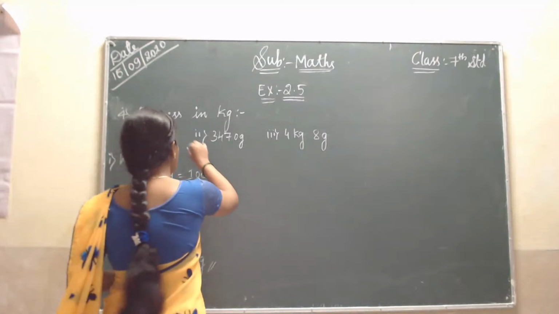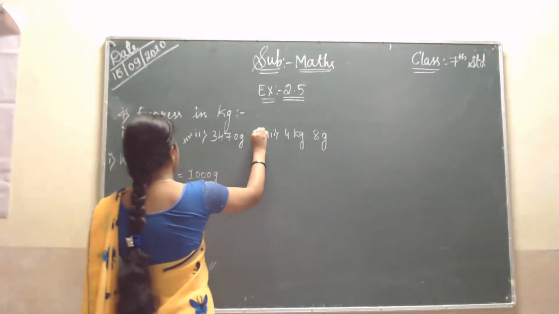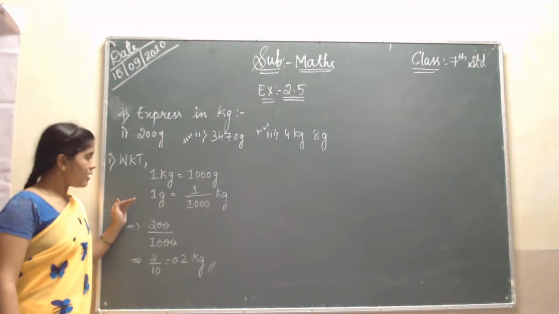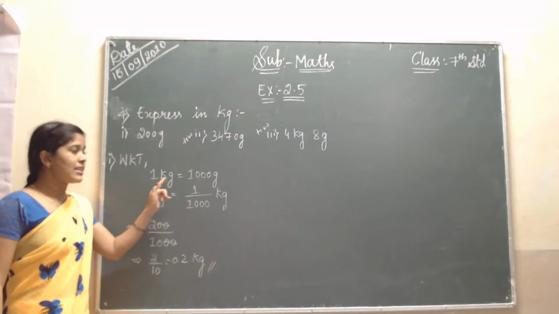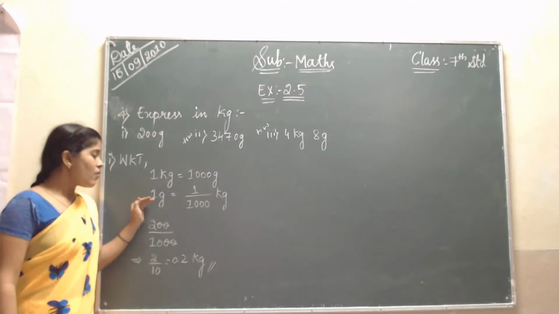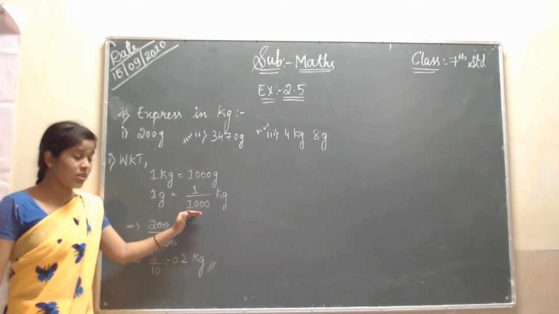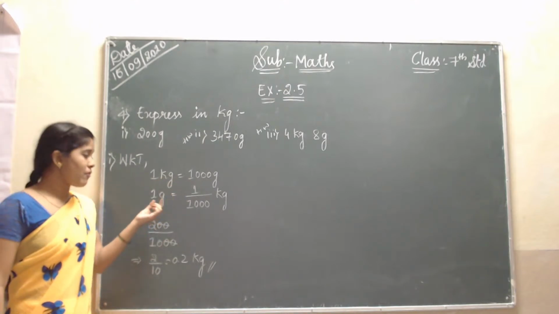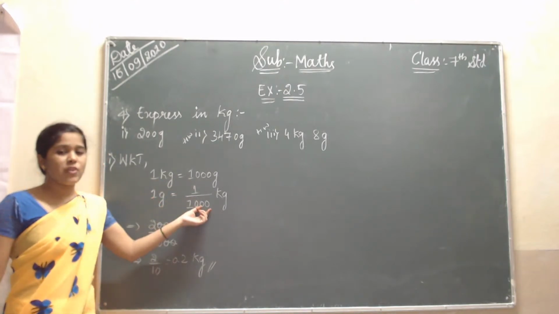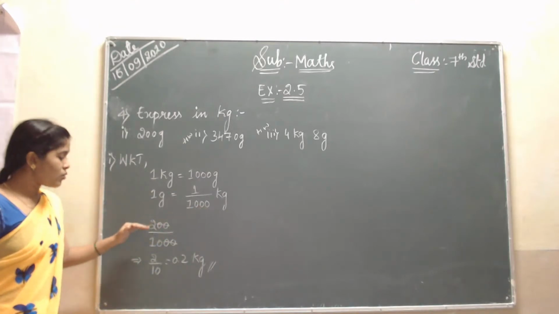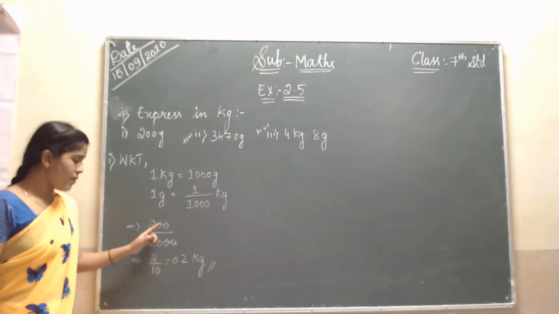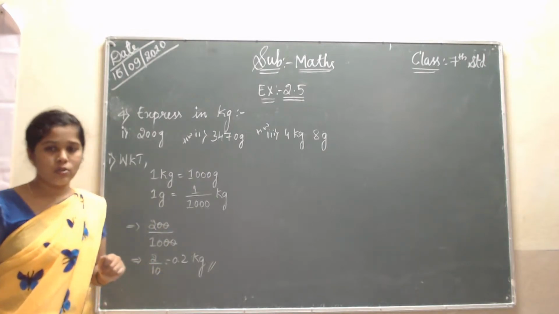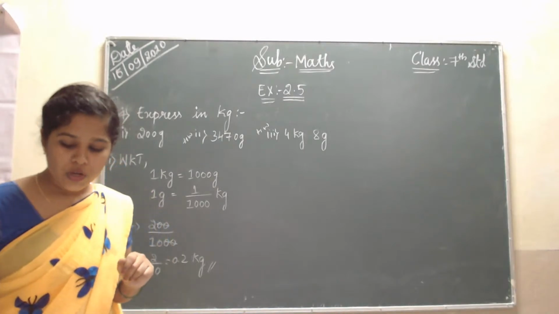Okay, take this as homework. If you are not getting it, please ask me. Okay, so we'll explain this once again. See, listen here. 1 gram is nothing but 1 by 1000 kg. If we are converting biggest to smallest, we have to multiply. If we are converting smallest to biggest, we have to divide. Now here, 200 divided by 1000. Double zero cancel. We are getting 2 by 10. 2 by 10 is nothing but 0.2. Understood? Hope you understood this one.